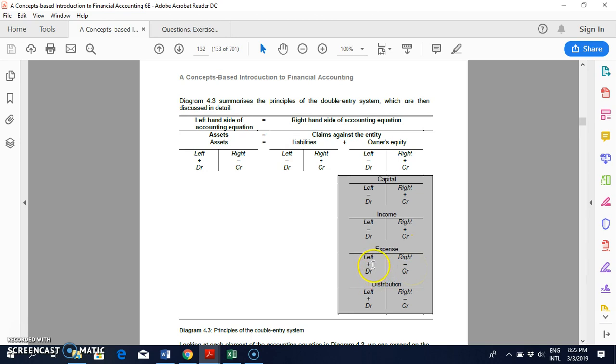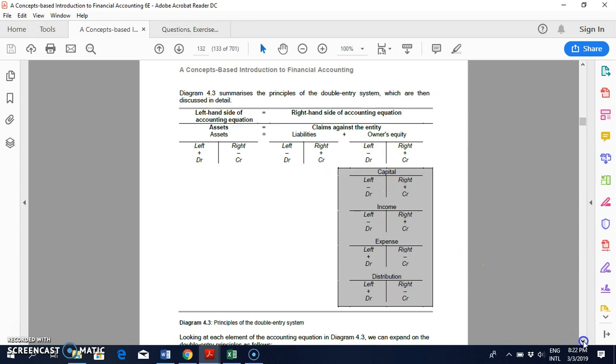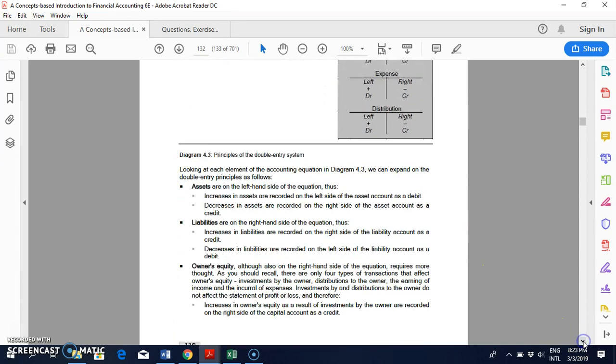Because remember, the more expenses increase, the more owner's equity would decrease. The same goes for distributions. The more the distribution account increases, the more owner's equity account would decrease. Distributions refers to your drawings.